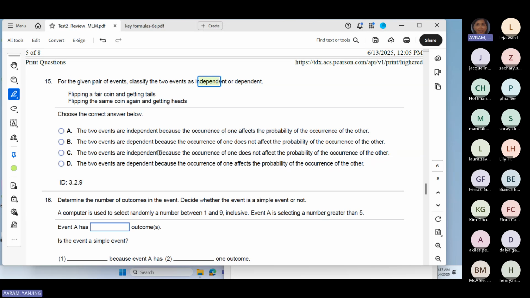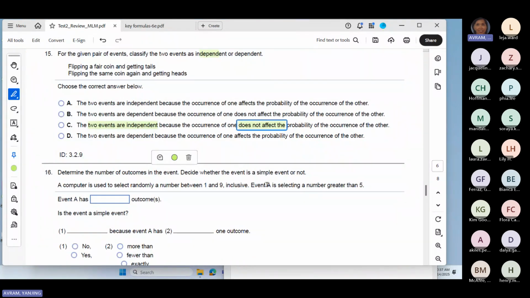Okay, so this one, the best answer here should be C. These 2 events are independent. Because if we flip the coin getting tails, it doesn't affect you getting the head. So it is independent. So why is it independent? Because the occurrence of the one does not affect the probability of the occurrence of the other. Okay, so that's the good statement in here. All right. If you go through the video section for this one and do more homework, you will get a little bit more clarity on that.